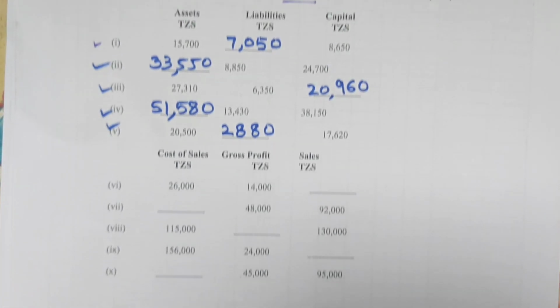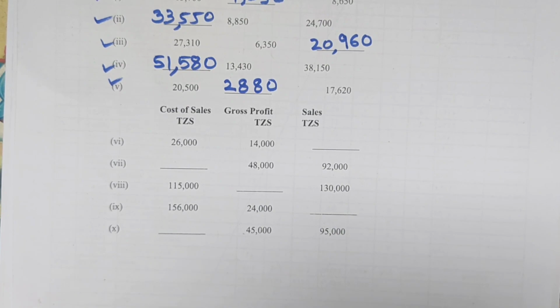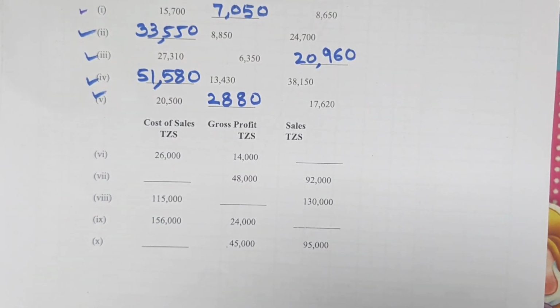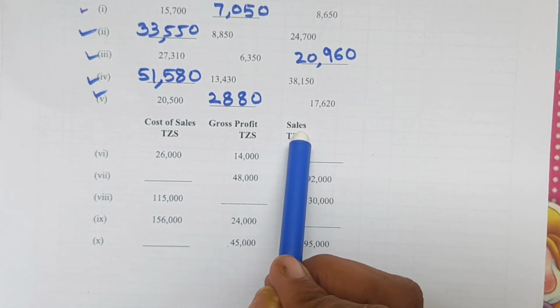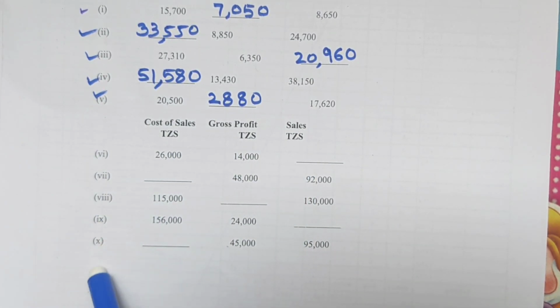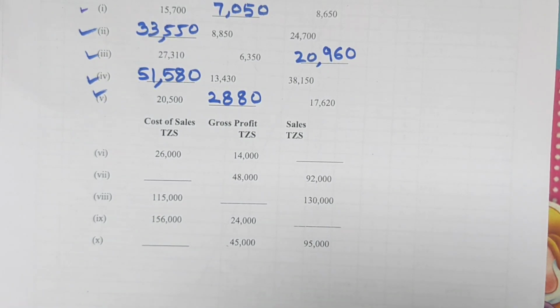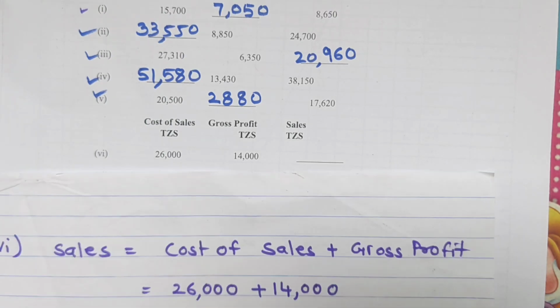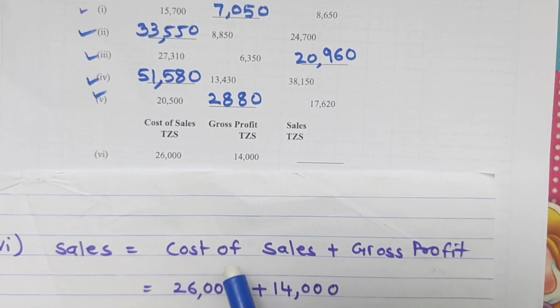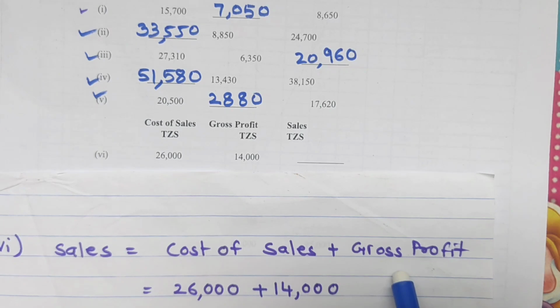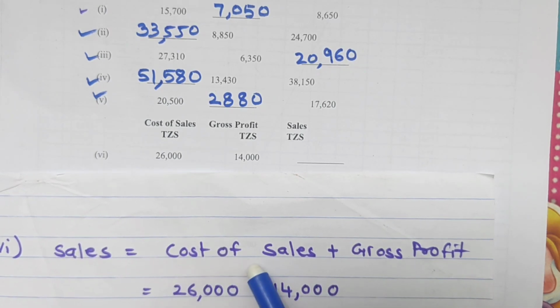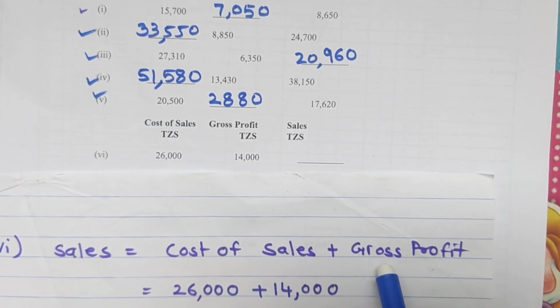Now the next one here, down to this, after assets, liabilities and capital, what is given? Cost of sales, gross profit and sales. So 6, 7, 8, 9, 10, again 5 entries are given and we have to calculate the missing items. So let's start. The formula to remember: sales equal to cost of sales plus gross profit.